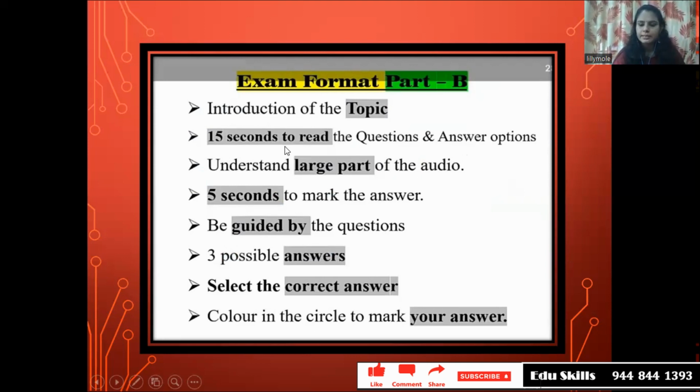Then you will get 15 seconds. That is the golden second, the golden minute, and you need to utilize it correctly. During that time you check the question and the answer options. Then understand the larger part of the audio. By listening to the audio, understand what they are talking about. Then they will give 5 seconds to mark the answer. Be guided by the questions, which means underline the keywords and key phrases in the questions, and there will be 3 possible answers. Choose the correct answer and circle it.